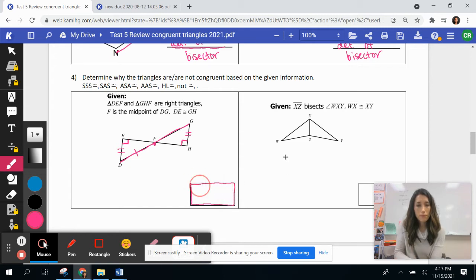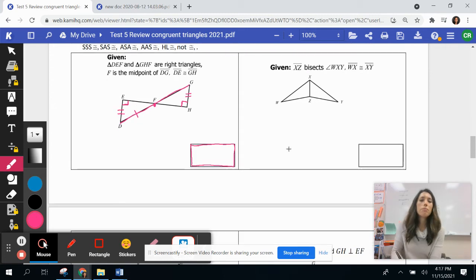Okay, the next one we have a bisector. We're bisecting angle WXY. So we're cutting this angle at the top in half, the angle X. We're making that into two equal angles. So I'm going to put a congruent mark there. We also have WX congruent to XY. And you should also have another side that's equal to itself. So add the mark on your diagram for that, and now go ahead and state why these triangles are congruent.